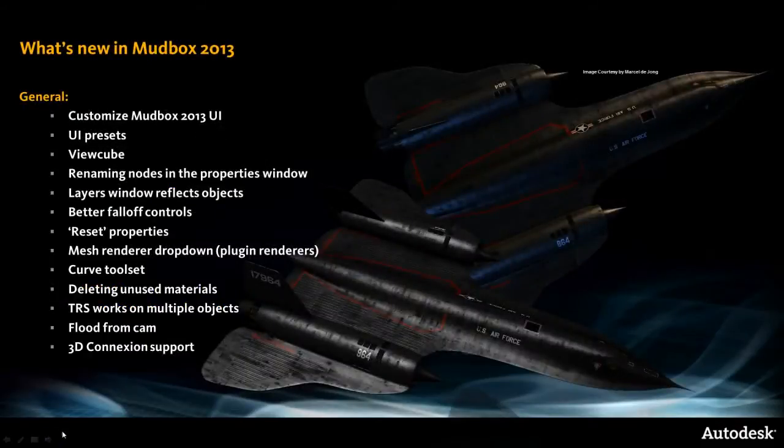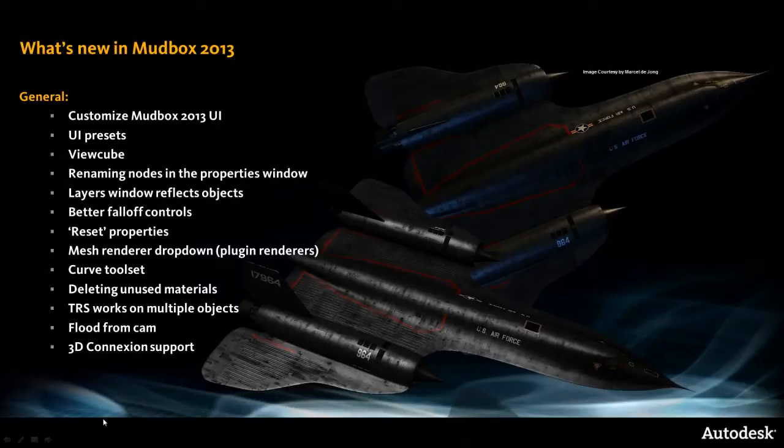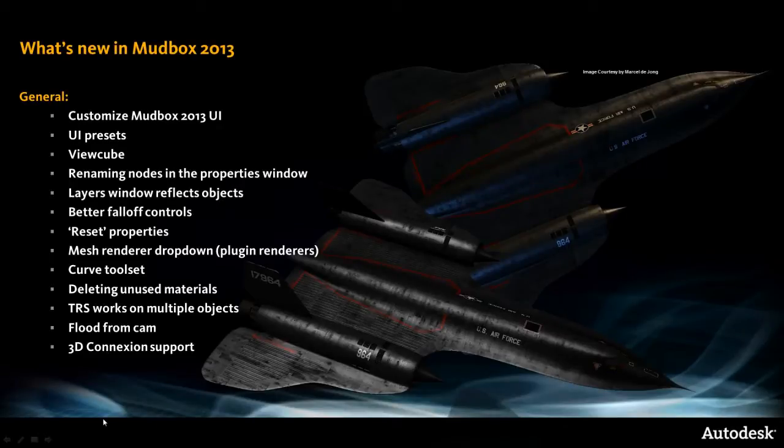This list of general improvements starts off with customizability, full customizability of the Mudbox UI. We also added the view cube to allow you to quickly jump into orthographic views. You can now also rename nodes in the properties window. You will also see the names and the objects listed in the paint layers window as you're working on an object. We added a falloff editor to allow you to get better control over your brushes. We added a reset properties button that allows you to quickly reset all the properties on a brush.